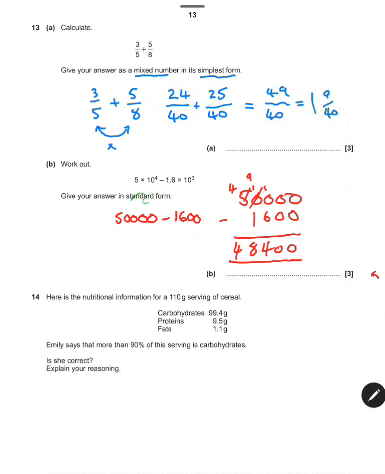But it says, give your answer in standard form. So I need to convert this to standard form. I need all the digits, and this number has to be less than 10. So I'm going to put a decimal point in somewhere here. 4.8400. That is now less than 10. And how do I get this number back to that one? I'm going to times it by 10 once, twice, 3 times, 4 times. So what we've got is 4.84 times 10 to the 4.